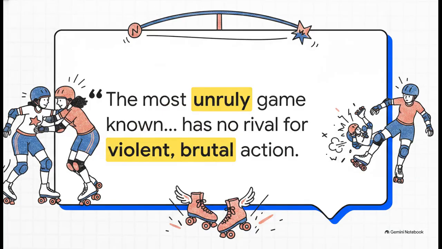Notice how seamlessly these words just set the chaotic stage right out of the gate in the opening sentences. The most unruly game known to man or woman is the roller derby. It has no rival for violent, brutal action. Boom. In just 2 sentences, we've taken unruly, rival, violent, and brutal and planted them into a context that makes total, vivid sense. You can practically hear the skates hitting the floor.